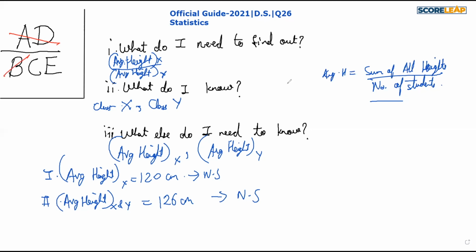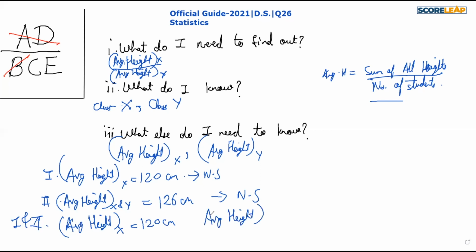We will cross out B. Whenever statement 1 and statement 2 are not sufficient individually, we club both of them. The average height of class X is given as 120 centimeters, and the average height of class X and Y combined is 126 centimeters. So here also, as I have previously mentioned, we don't know the number of students in each class.